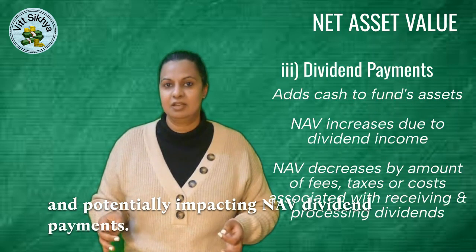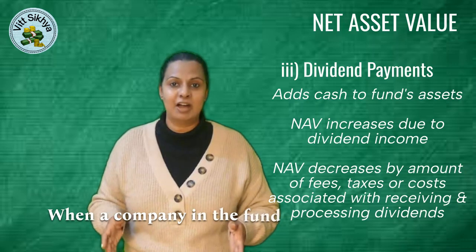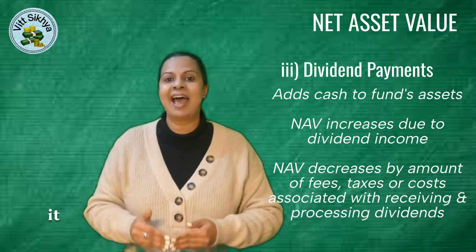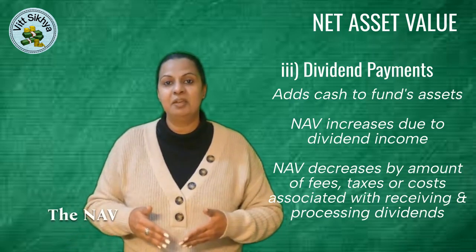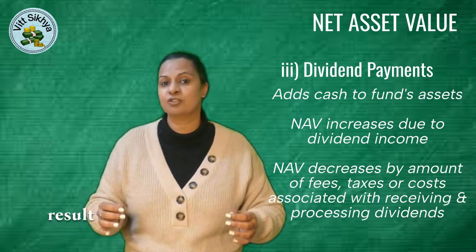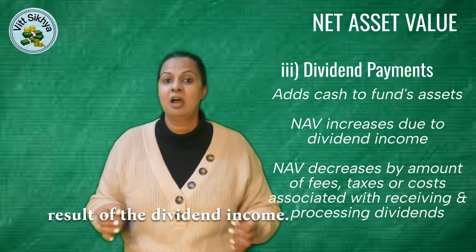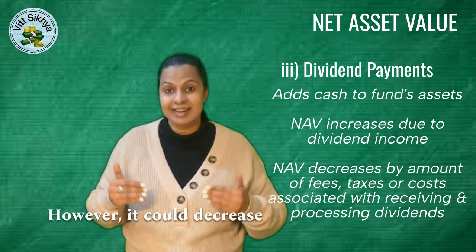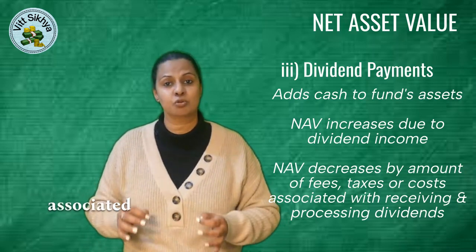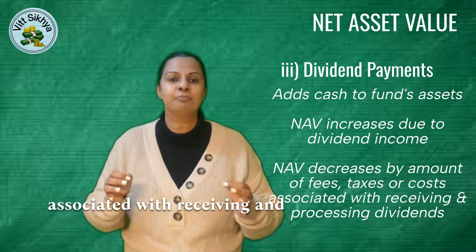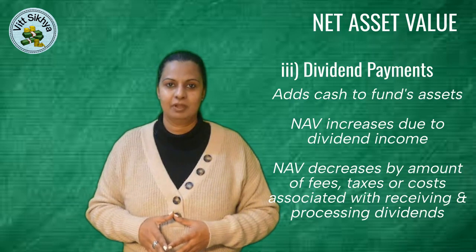Dividend payments. When a company in the fund pays dividends, it adds cash to the fund's assets. The NAV may increase as a result of the dividend income. However, it could decrease by the amount of fees, taxes, or costs associated with receiving and processing dividends.